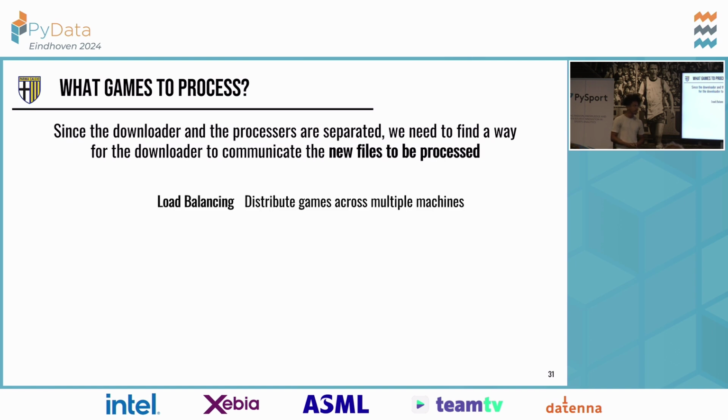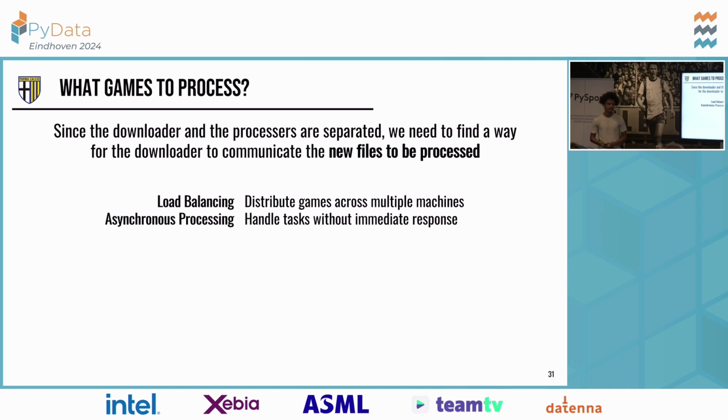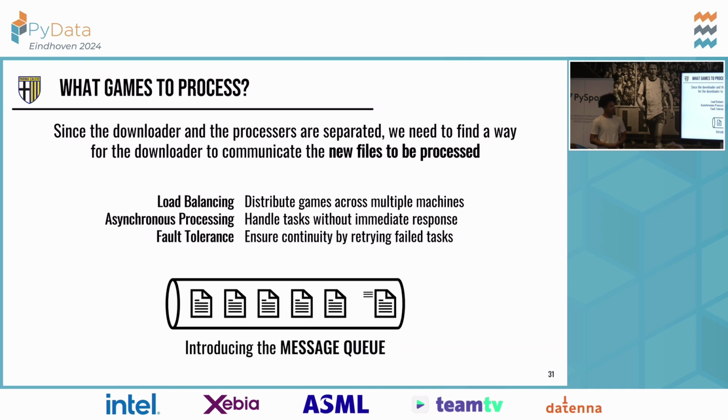And having the downloader separated from the processors, we need a system that manages the scaling of the workers. And for this system, we needed to verify some constraints. The first one is the load balancing. We want to distribute games equally across all machines. We also want the processing to be asynchronous, meaning that we don't want to wait for an immediate response before processing other games. And we want the system to be fault tolerant. So if a machine crashes, we need to be able to back up. And that's where the message queue comes into play.